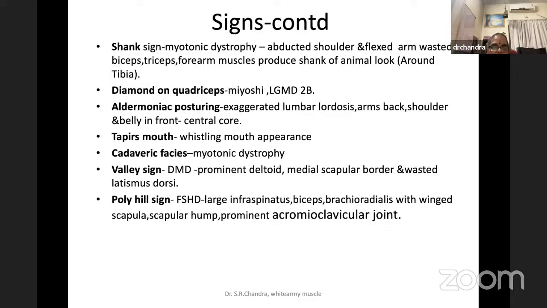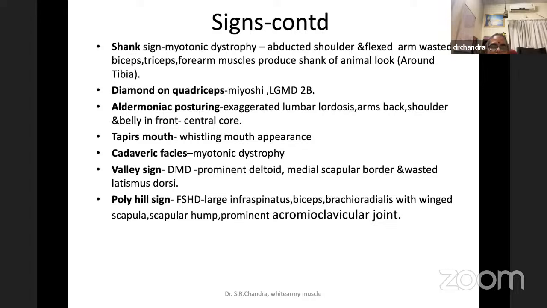And cadaveric facies is thin, rounded out, atrophic facial muscles with no expression. That is myotonic dystrophy. And the valley sign is seen in Duchenne muscular dystrophy. That is because of the prominent deltoid and medial scapular border and the wasted latissimus dorsi. The wasted latissimus dorsi forms the valley, and the prominent deltoid and the medial scapular border form the hill.